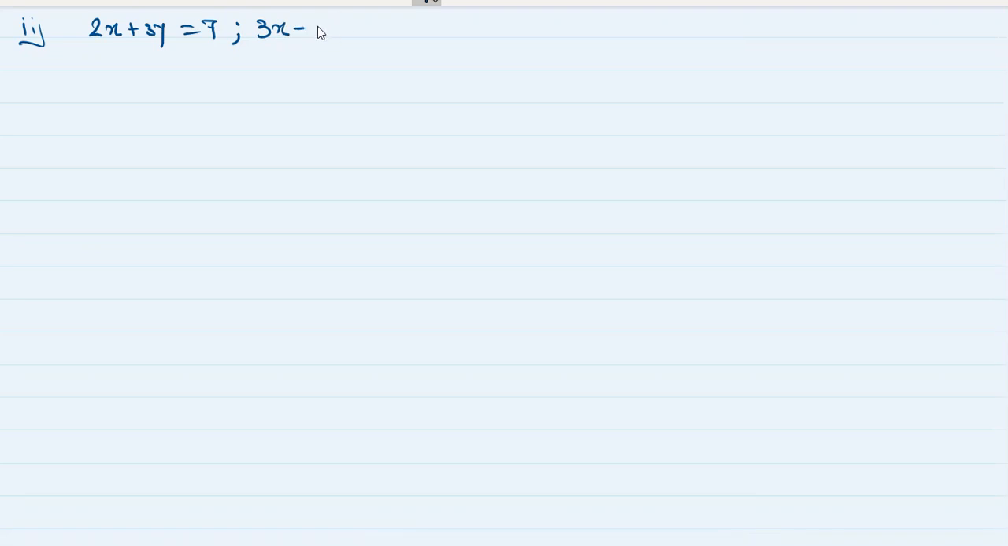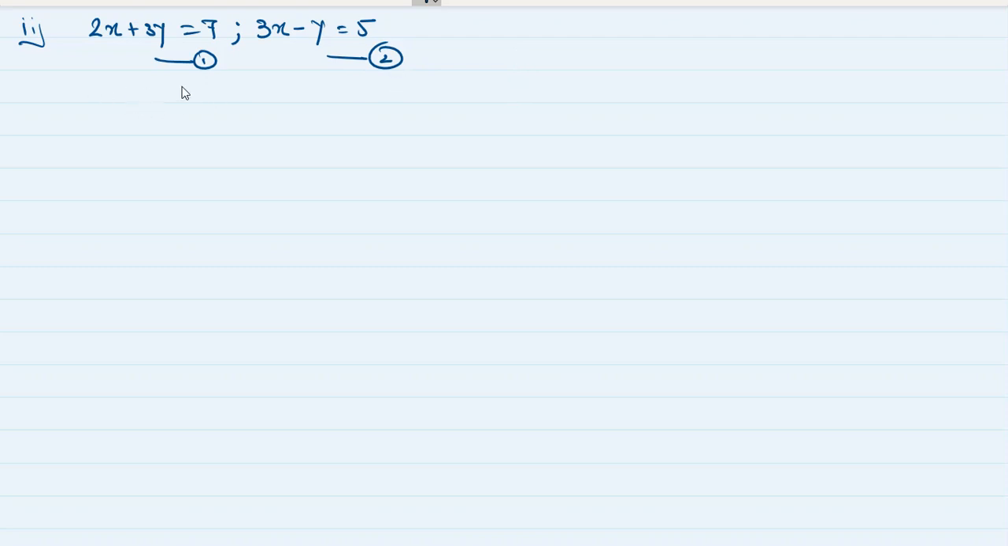3x minus y is equal to 5. So this is equation number 1. This is equation number 2, and you have to solve them. So again, let me ask you, which out of these two seems a simpler equation? To me, the simpler equation is equation number 2.